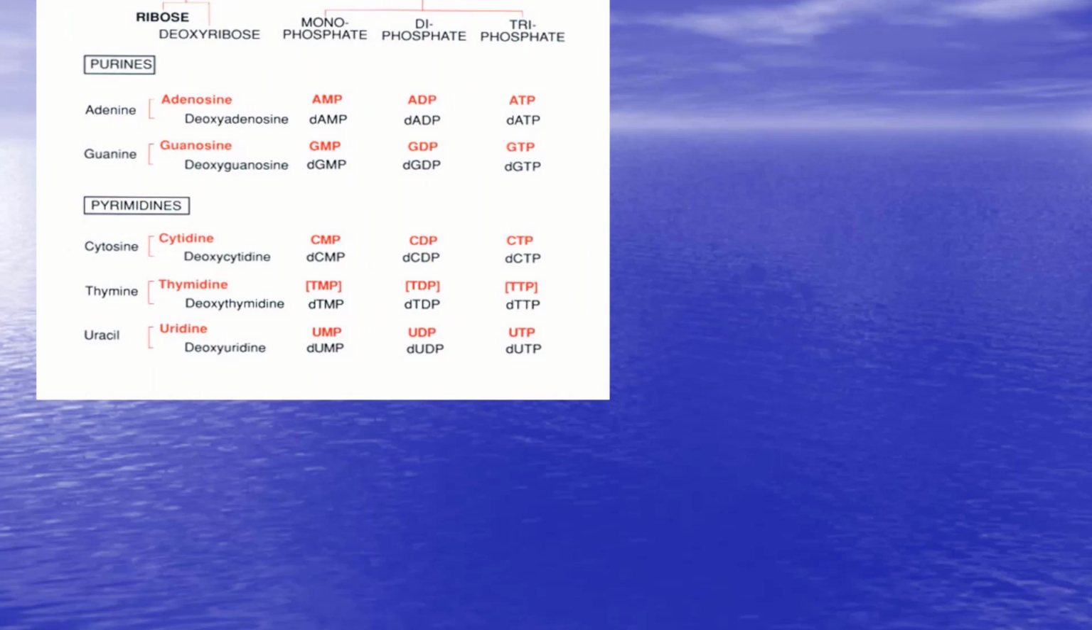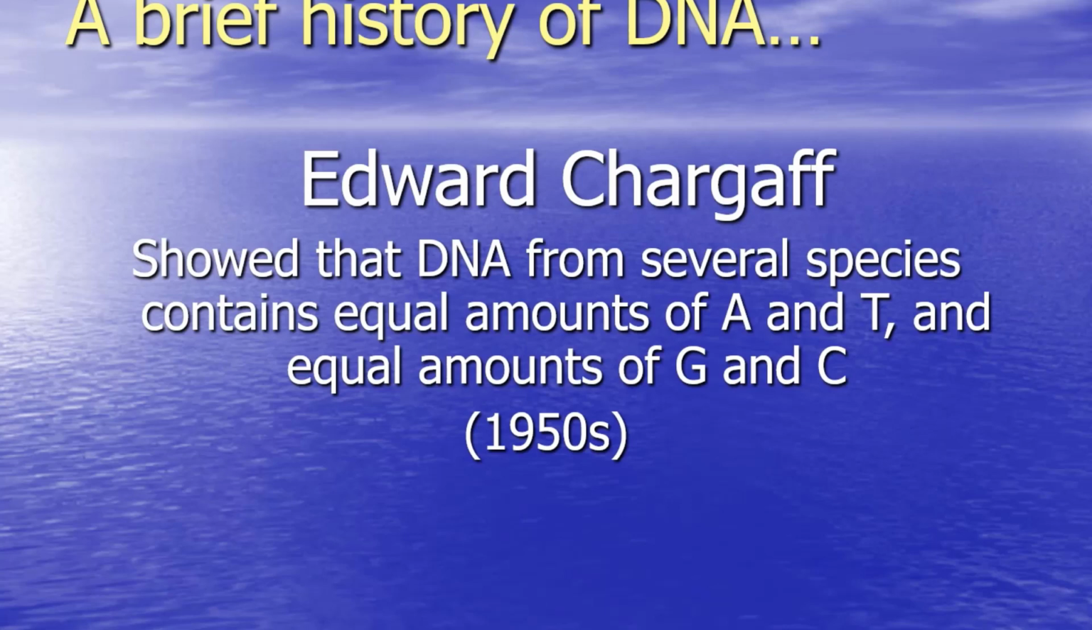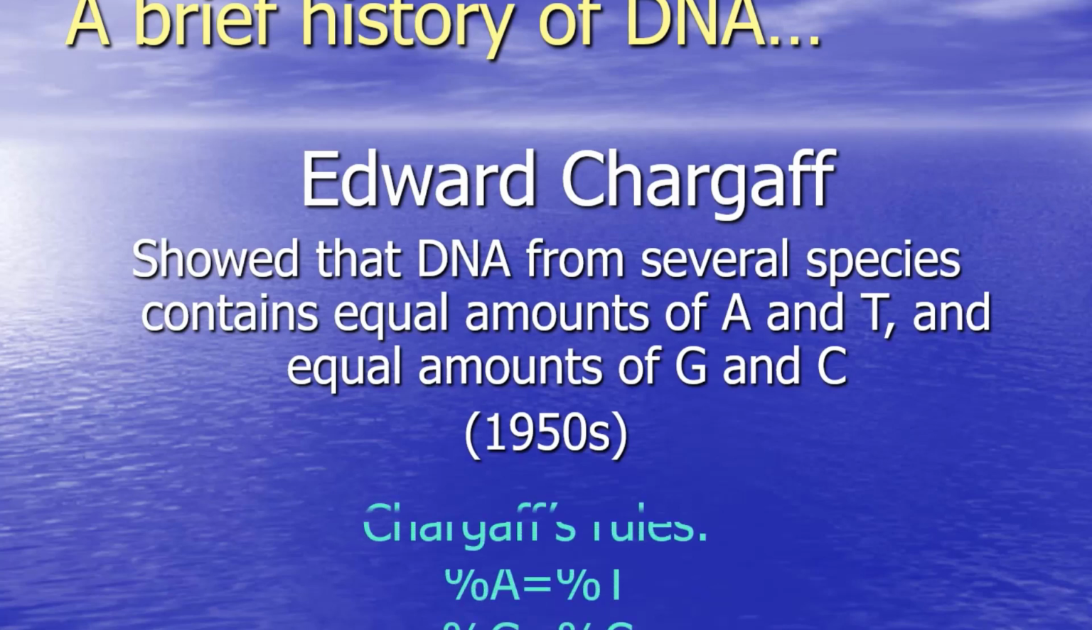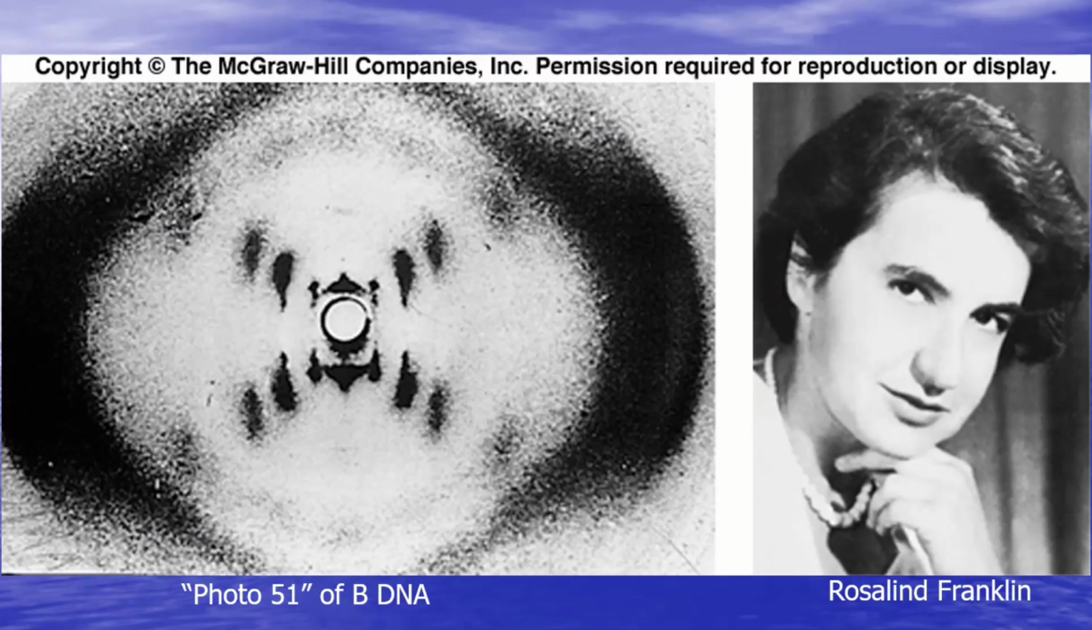Here we find the base pairs, purine and pyrimidine. Erwin Chargaff showed that DNA from several species contains equal amounts of A and T, and equal amounts of C and G. Base, sugar, phosphate. What evidence did they have at the time? Base, sugar, and phosphate.